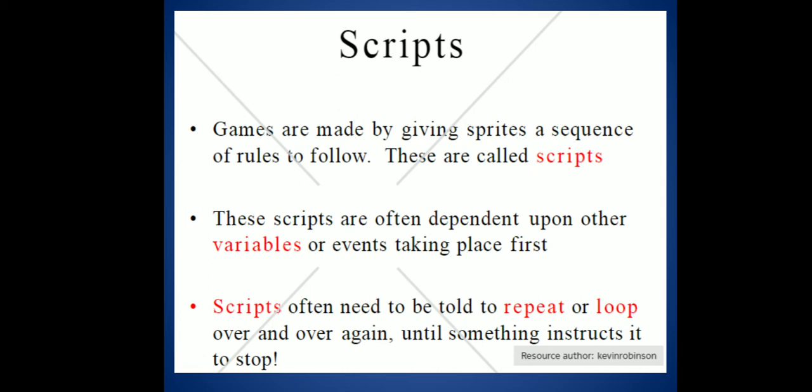Now, scripts. Games are made by giving a sprite a sequence of rules to follow. These are called scripts. So when you build your game, you will be giving instructions to these sprites. Now this cat sprite is not the only sprite. There are many other sprites which I'll show you further. So these sprites are the characters of your games or animations or stories, whatever you make. And whatever instructions you give to these sprites, those will be called scripts. So these are a few terms which I am making you familiar with before beginning.